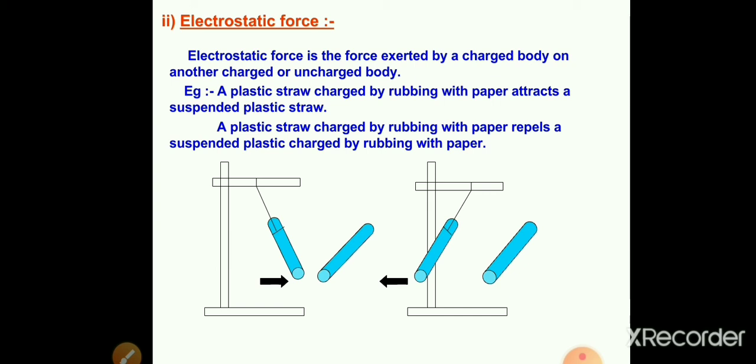You can do this activity with a ruler and bits of paper, and check at home how electrostatic force is produced. That means how the body gets charged and how the force is applied on the bits of paper. So this is electrostatic force. Here also the force is acting at a distance, so it is called a non-contact force. This is an example of a non-contact force.